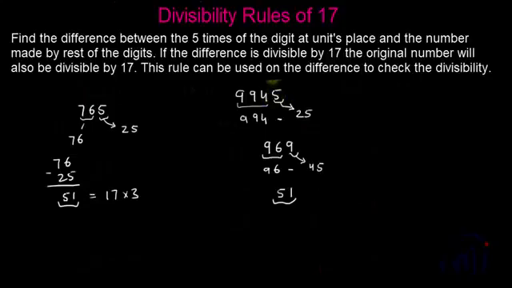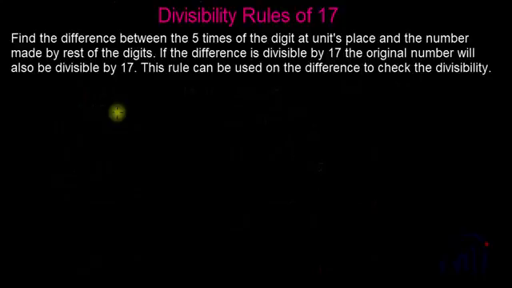And now let's take a few more examples. The number I'm going to take is 59,670. 0 multiplied by 5 is 0, and the number made by the rest of the digits is 5,967, and the difference over here will be 5,967. So when you have a 0 at units place, you can actually omit that 0 and check the divisibility of the number made by the rest of the digits, because finally you are going to get that only.